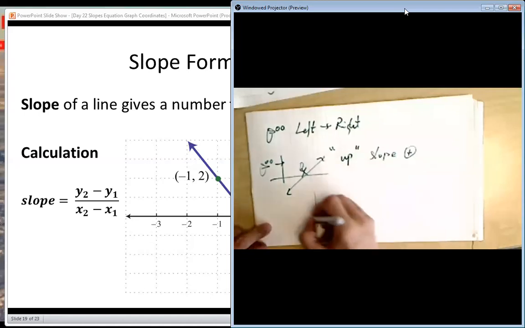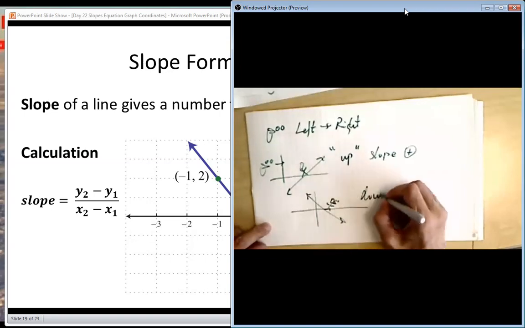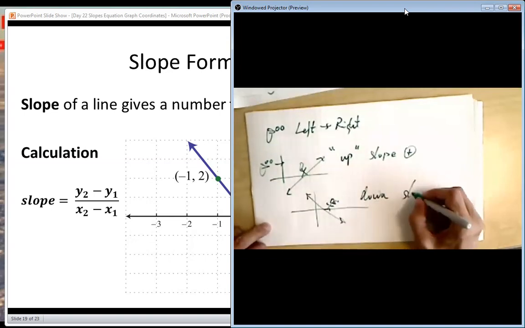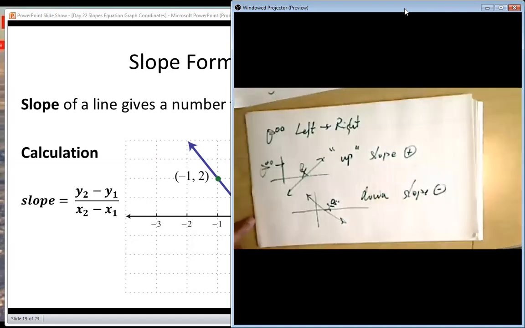If, however, the ground's going like that, if you're walking downwards, then the slope will be, as you can probably guess, negative. And we can check that with these numbers here just to make sure that it all makes sense. So let's find the slope of this one.